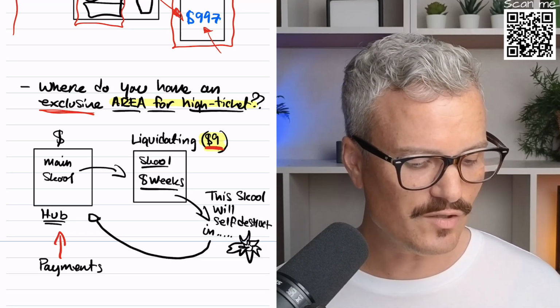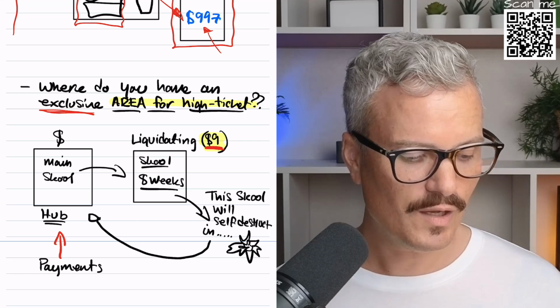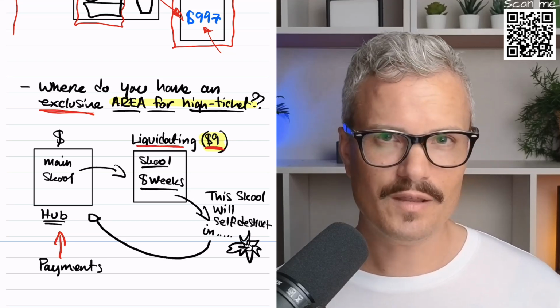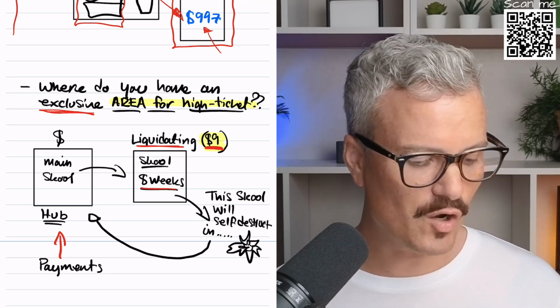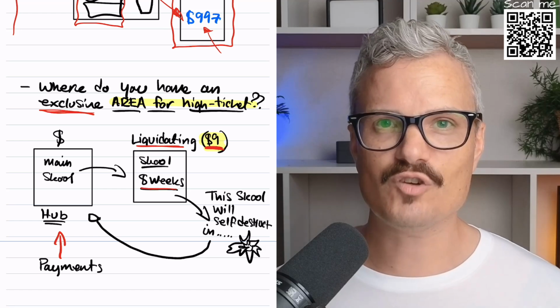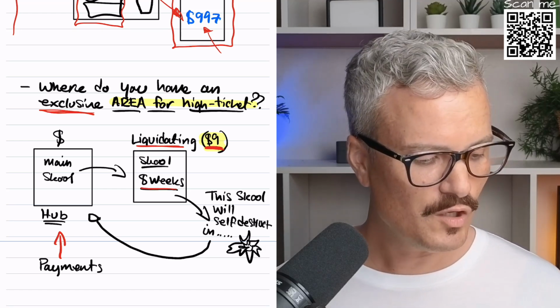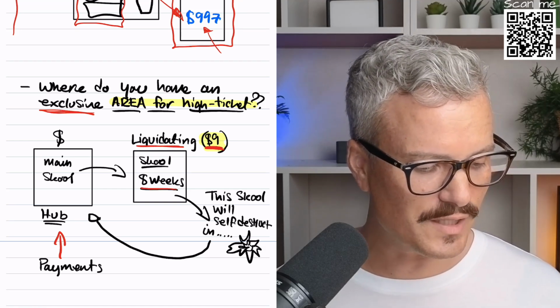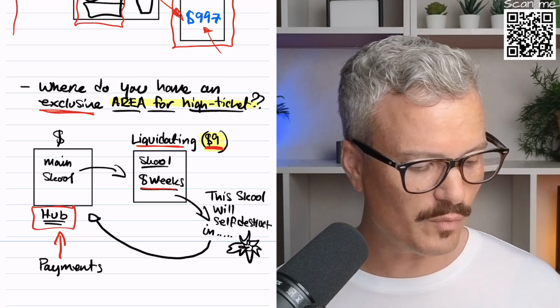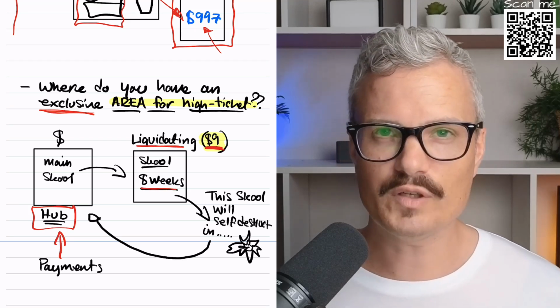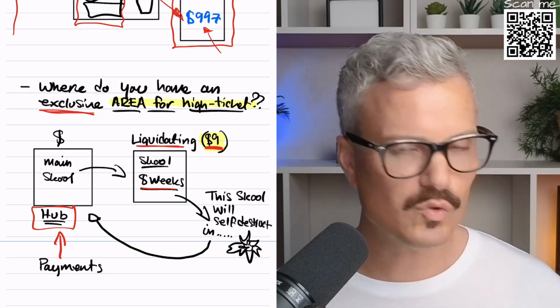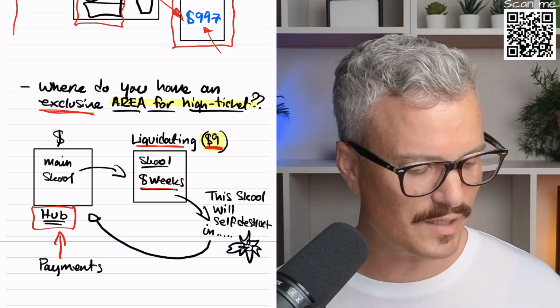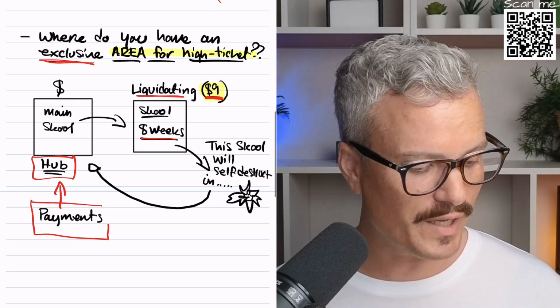So you create a $9 temporary liquidating community that after, say, 8 weeks of the cohort, that community will self-destruct. It will not exist anymore. So you still have your main Skool community, and this is the hub of your business. It's where you're managing all of the contacts. It's where most of the calls and announcements and everything is happening inside. This is even where you take the payments.